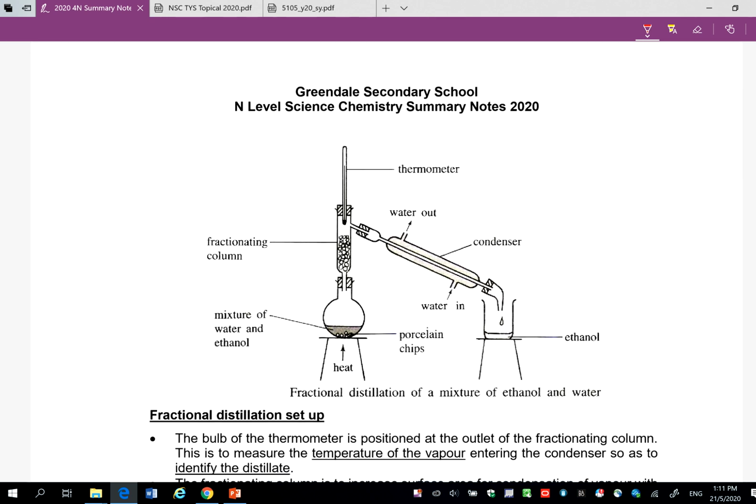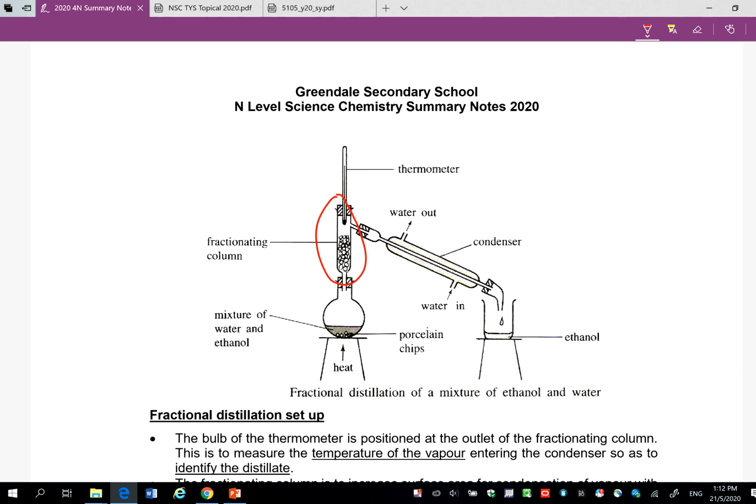For the fractional distillation setup, it looks something like this. It's quite similar, but we have an additional thing called the fractionating column. In fractional distillation, we are trying to separate a liquid mixture based on their different boiling points. Again, the bulb of the thermometer is placed at the top of the fractionating column where the vapor is about to leave, so that I can identify the vapor based on the boiling point.